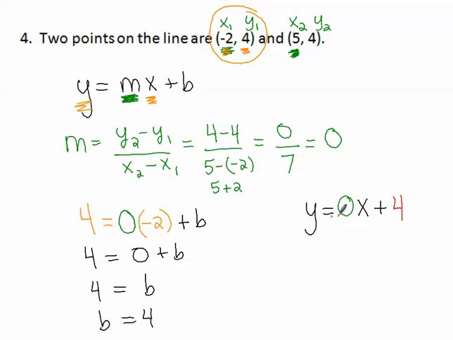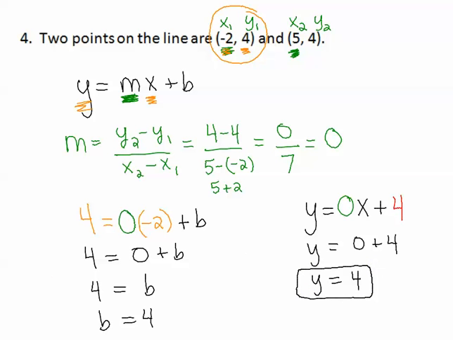Now, this is how we usually stop, but 0 times x just makes 0. So this is really y equals 0 plus 4, but 0 plus 4 using the identity property of addition is just 4. So our equation simplifies even more to just y equals 4.